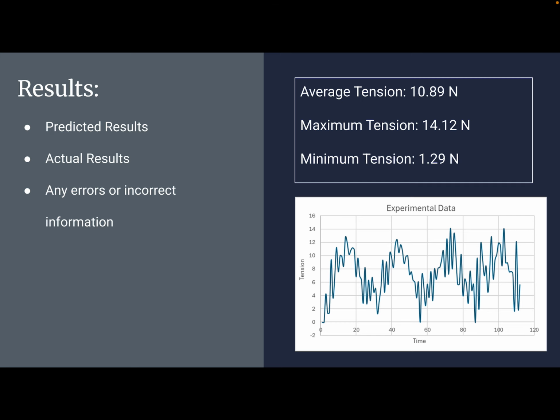Our predicted result is that the tension will fluctuate throughout the course of the swing. And as you can see, these are our experimental data plotted onto a graph. It is similar to a sine graph, and it fluctuates throughout. And above is our average tension, maximum tension, and minimum tension throughout the swing.